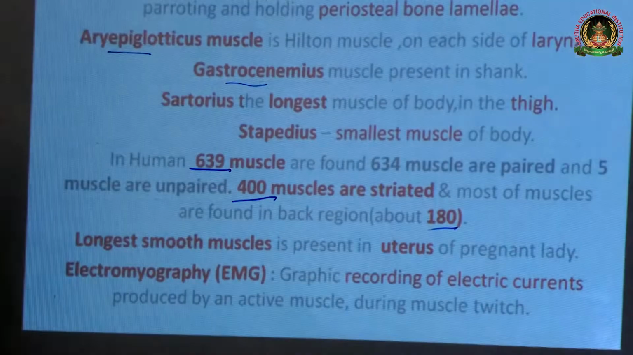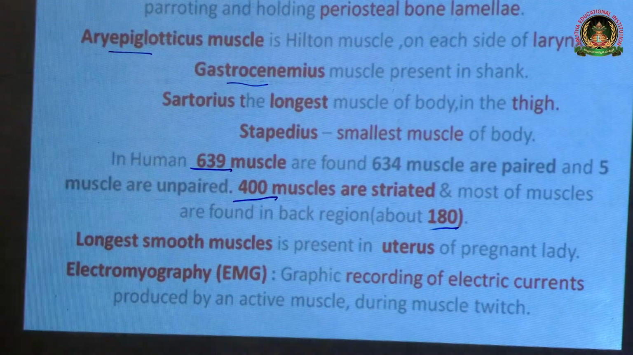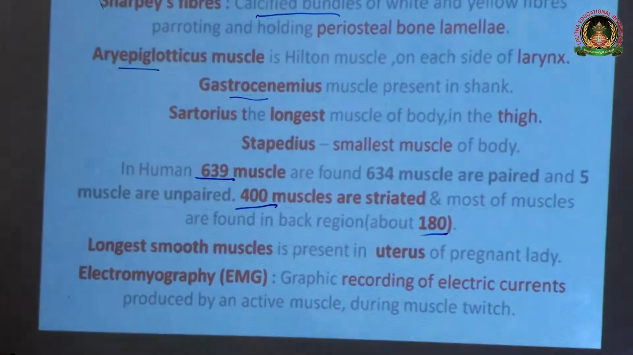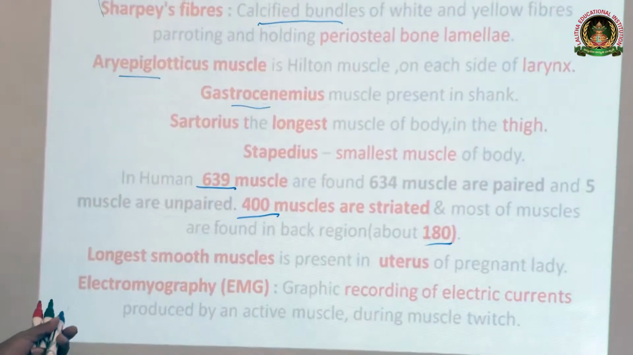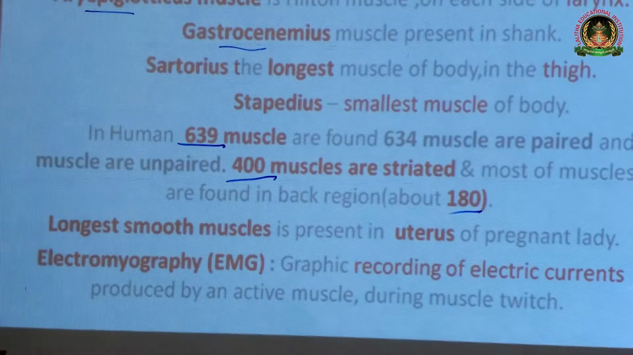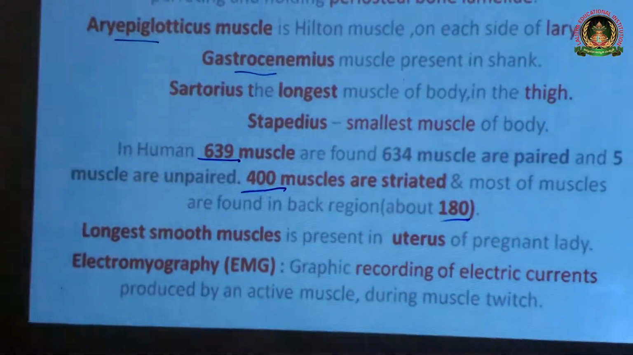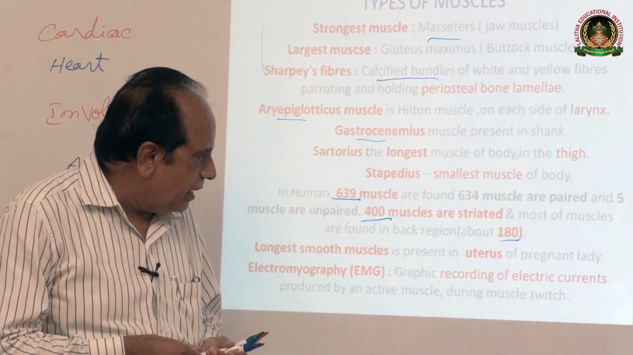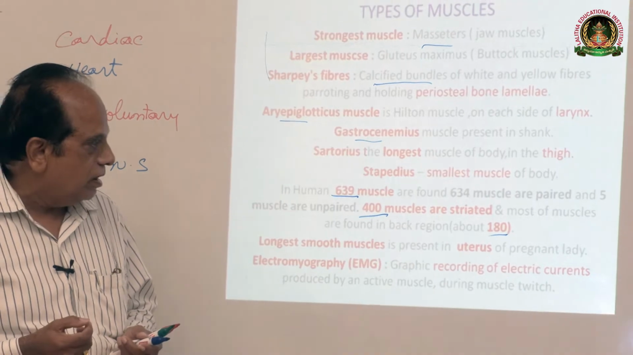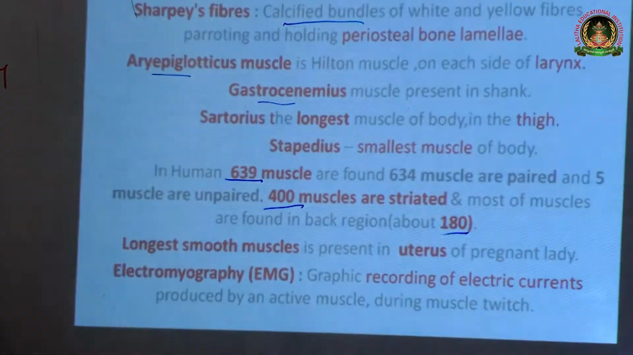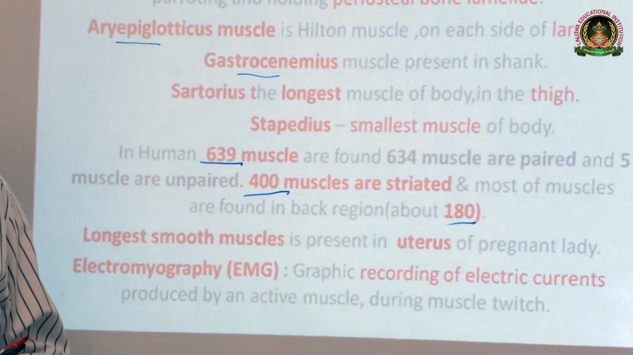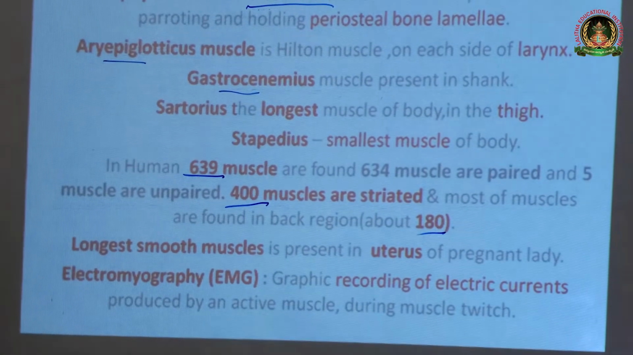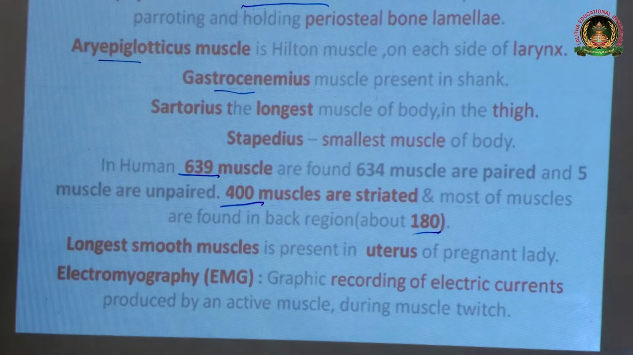The largest smooth muscle is present in the uterus. We have said the smooth muscles are present internally within the visceral organs. So the largest smooth muscle is present within the uterus, particularly of a pregnant woman. And EMG, that is electromyography, is nothing but a graphical recording of the electrical currents produced by an active muscle during muscle contraction or muscle twitch. The simple contraction is referred to as muscle twitch. So during muscle contraction, electrical currents are produced, and such currents are recorded by means of EMG.